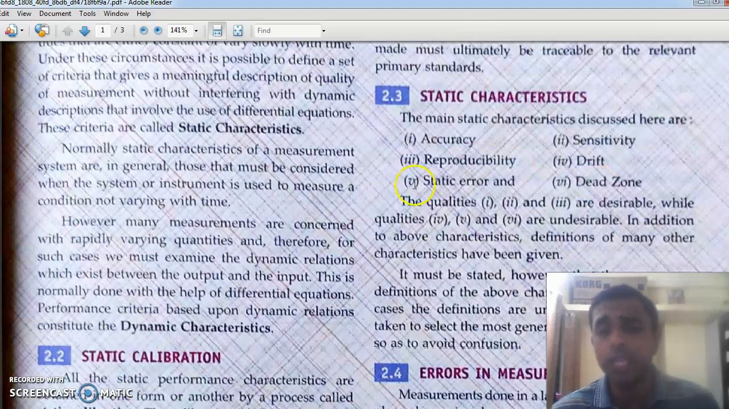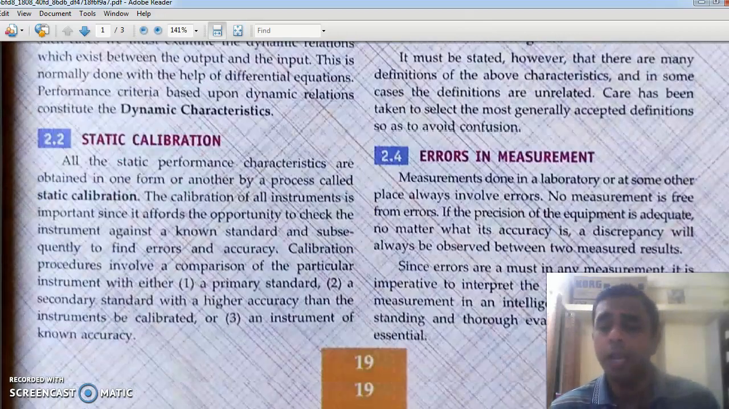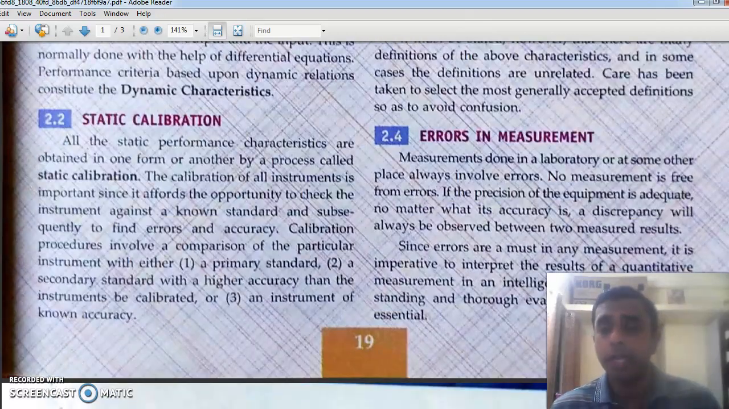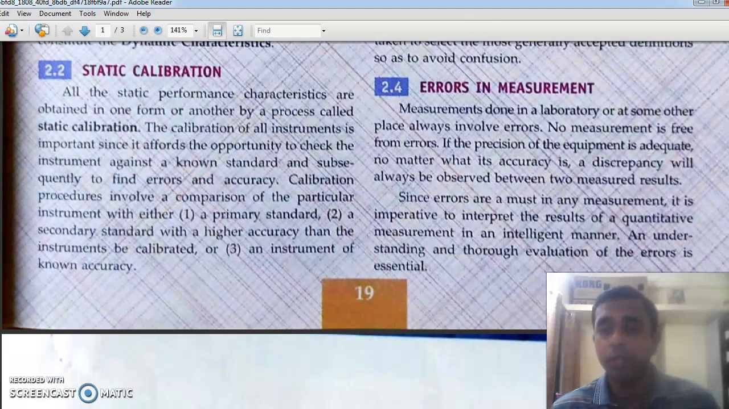First we'll see about static error, and I'll be moving very slowly in the first few lectures. So we'll see what is happening in static error. We know that there are errors in measurements. Any measurement device will have its own errors, or human errors can creep in. Many things will contribute to errors. We'll see that in detail later.